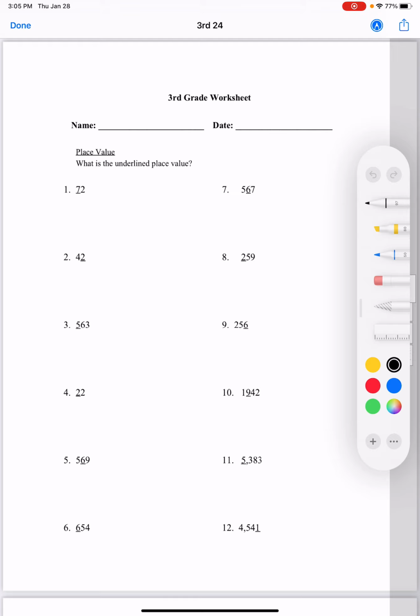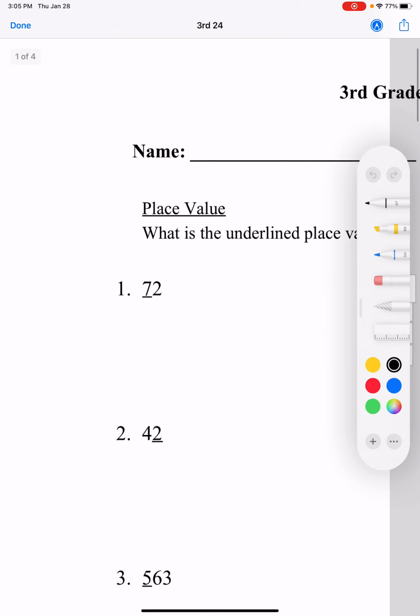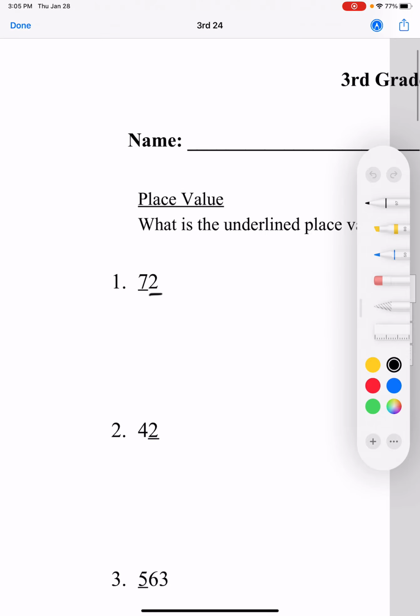So our first worksheet asks us to find the underlying place value. When we find the underlying place value, we always work from right to left. So for number 1, we go from right to left. We see 2 in the ones place and 7 in the tens place. So this is in the tens place.